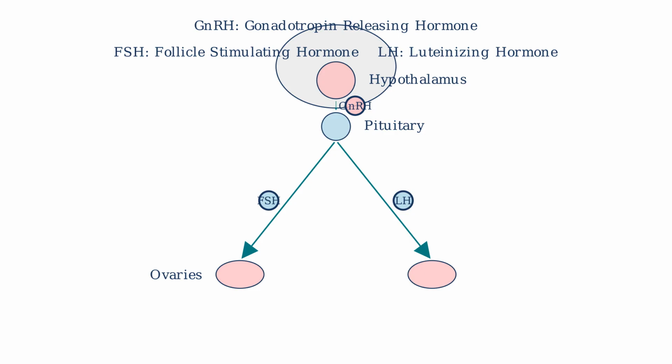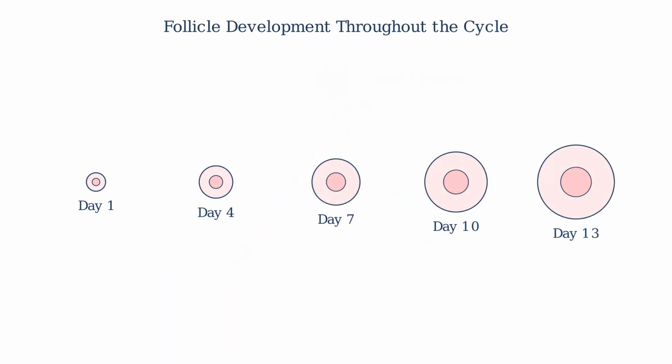FSH and LH then travel to the ovaries, where they stimulate the development of follicles containing eggs. As follicles develop, they produce estrogen, which feeds back to both the hypothalamus and pituitary. During a normal menstrual cycle, a follicle develops over approximately 2 weeks. When the follicle reaches maturity around day 14, it ruptures to release an egg in a process called ovulation.